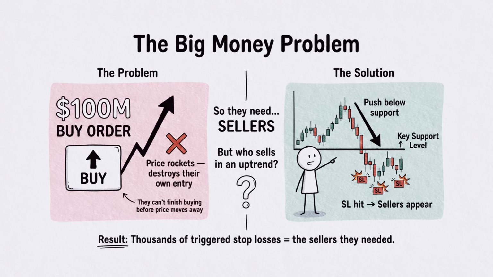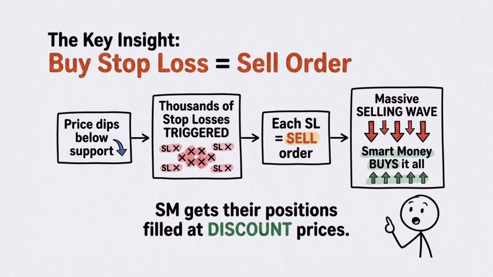So what happens, whether by deliberate design or simply by the mechanics of how large orders interact with the market, is that price gets pushed below key support levels. Sometimes institutions actively drive it down. Sometimes they simply withdraw their buy orders and let gravity do the work. Either way, the result is the same. Price drops below support, just far enough to trigger thousands of stop losses. And here's the key insight. Every buy stop loss is a sell order. Those thousands of triggered stop losses create a massive wave of selling.